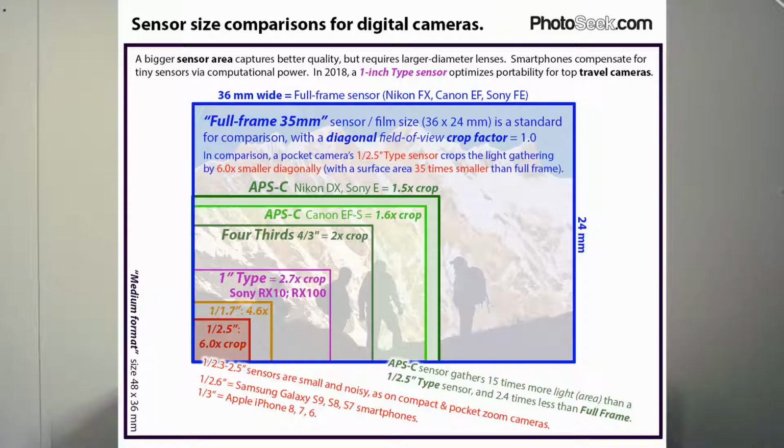Now, chances are you know what crop factor is, how it relates to zoom ranges, and definitely what crop factor your camera has. But do you know why there's a crop factor in the first place? Or what determines the crop factor? Because that's what we're going to be talking about mostly.